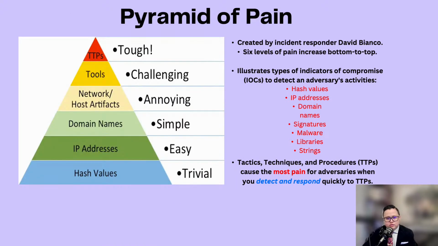I'd like to talk a little bit about the pyramid of pain. As you can see here, there is a pyramid, and from the bottom to the top, it shows you the levels of difficulty. And it starts from trivial at the bottom to easy, simple, annoying, challenging, and tough, which is the hardest level of difficulty at the top. And this pyramid of pain was created by an incident responder named David Bianco.